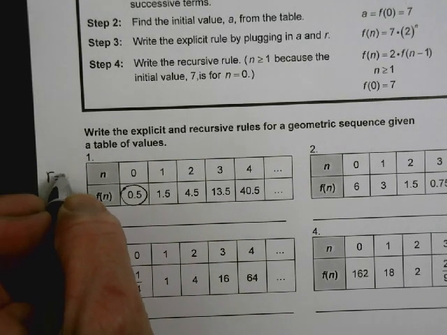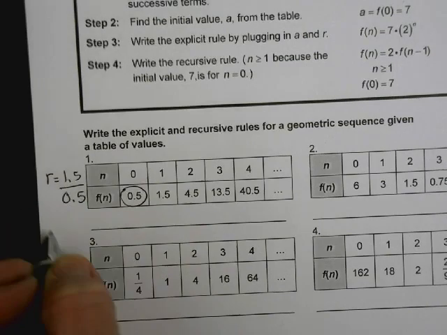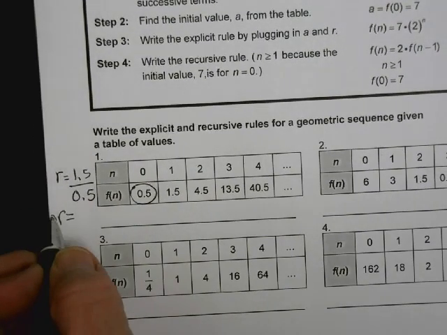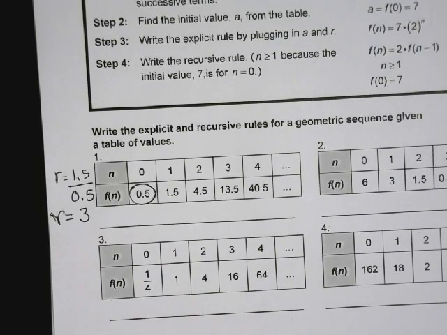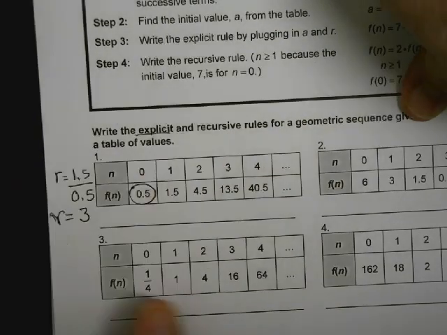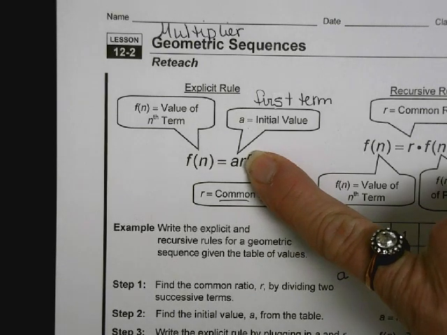Okay, first we have to find R. We know A. R, what's 1.5 divided by 0.5? Hold on, let me do this. 1.5 divided by 0.5 is 3. So that wasn't as obvious as the other one. We're not looking for a common difference, we're looking for a ratio. So that's when you set up the division problem and simplify.